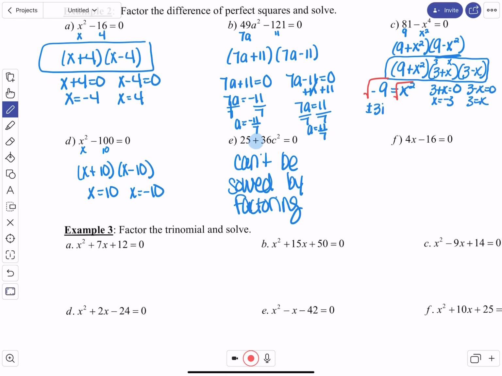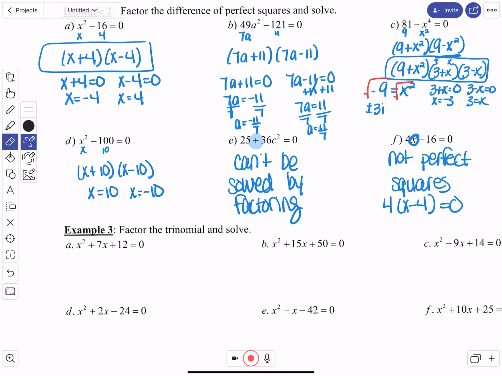And then on F, you have to be careful. Again, we have perfect squares, but notice the x is not a perfect square. So we're just focusing on perfect squares on this one. It can be factored, but it's not perfect squares. We can do GCF here. We could pull out a 4, which leaves us with x minus 4, but it's just not perfect squares. There's our GCF. Just be careful on these because they're perfect squares.